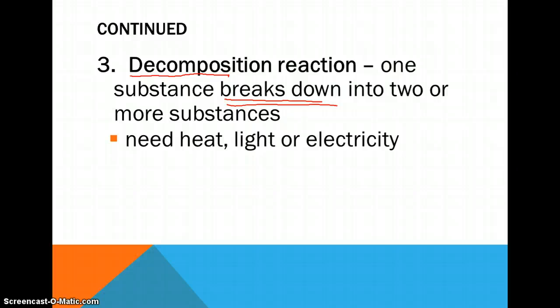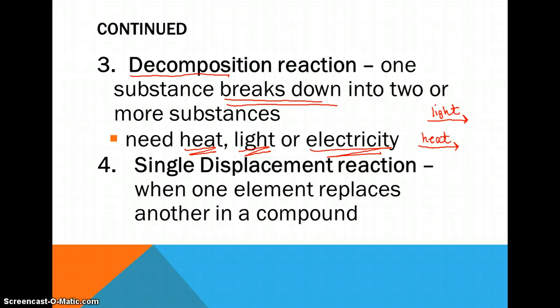To decompose something, you need heat, you need light, or you need electricity. You need one of those things. So if we were looking at this reaction as a chemical formula, all of those words would be the words that are above the arrows. So we would have the word heat above an arrow. We could have the word light above the arrow. And we could also have the word electricity above the arrow if we needed that as well.